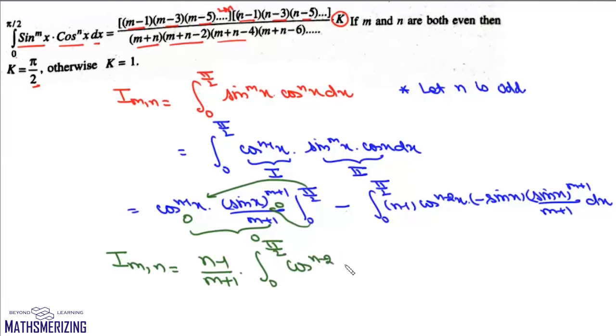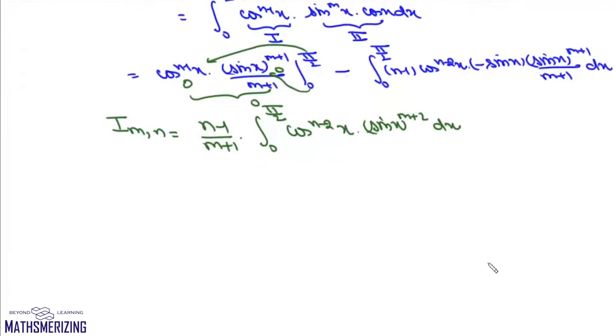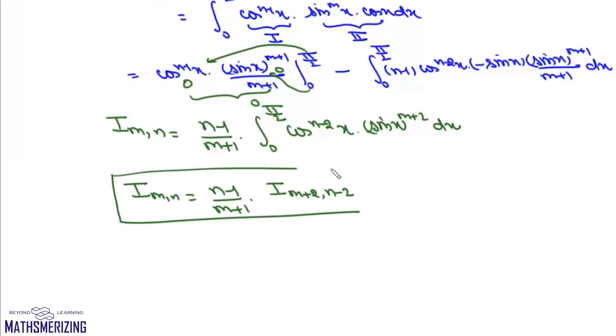cos to the power n minus 2 x into sin x to the power m plus 2 into dx. Now we can write this as Imn will be equal to n minus 1 upon m plus 1, and this is I m plus 2, n minus 2, and this is our reduction formula for the given integral.